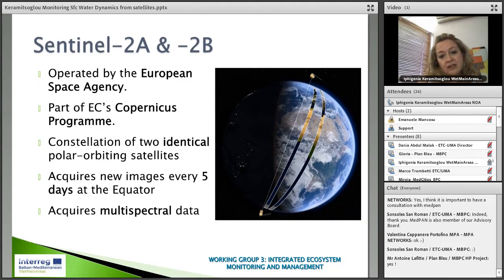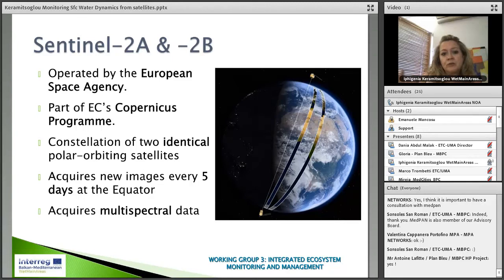A few words about the new satellites. They are called Sentinel. Sentinel is the big family of European satellites. They are operated by the European Space Agency, and they are part of the European Commission flagship program called Copernicus. We have used Sentinel-2, and because they are identical, they have the names 2A and 2B, and they are polar orbiting satellites. This means that they are at relatively low height above the Earth, orbiting around the Earth. And this gives the opportunity for very high spatial resolution images.